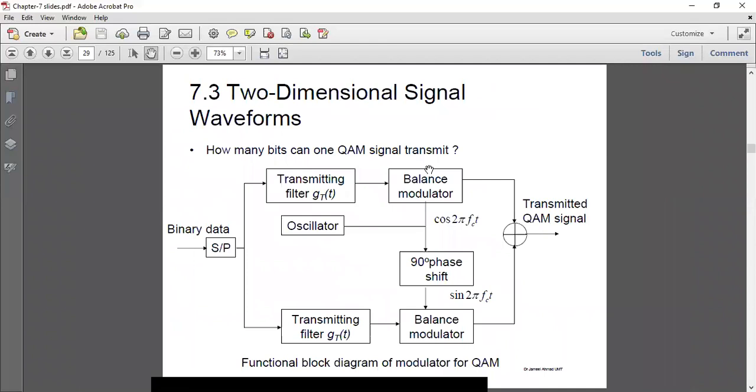So how many bits can one QAM signal transmit? This is the question now.